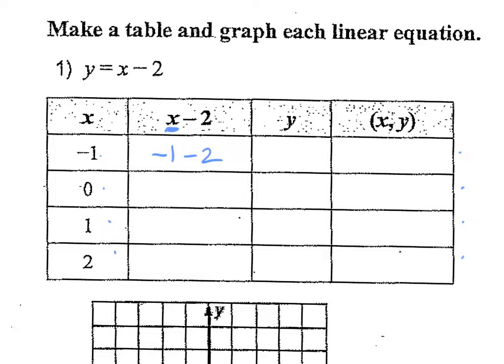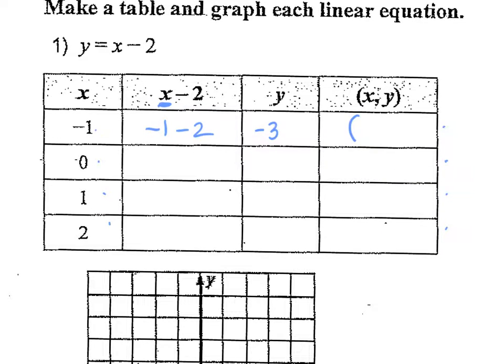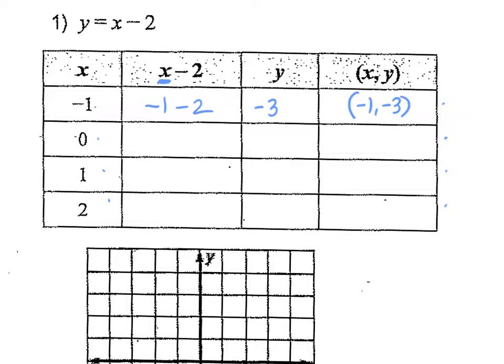And so -1 minus 2 is what I want to solve. It would be -3. Good, use those integer rules. So the first point I could plot would be (-1, -3). Does it really matter if you put the parentheses? I do it because that's how you're going to see your ordered pair. You're going to have parentheses. So I would just keep it.